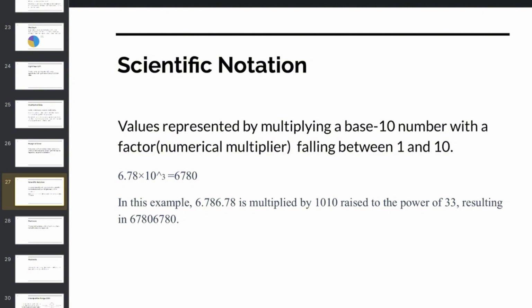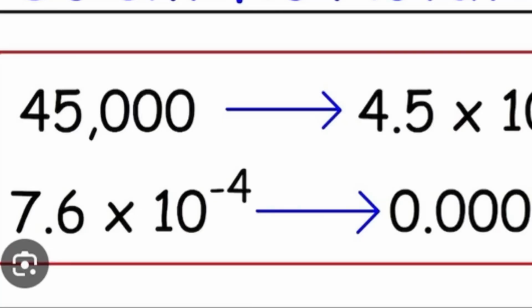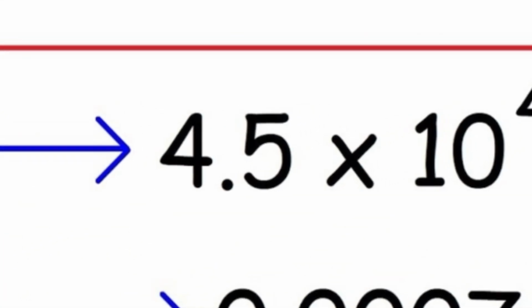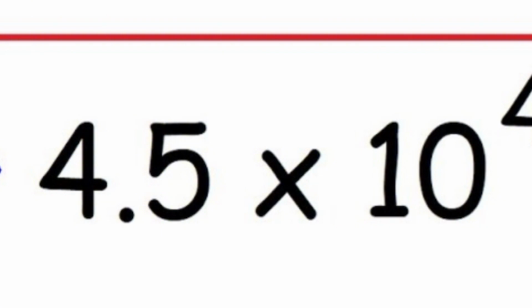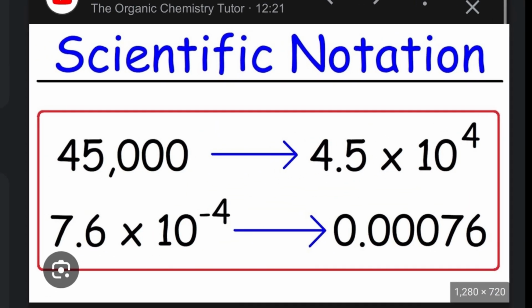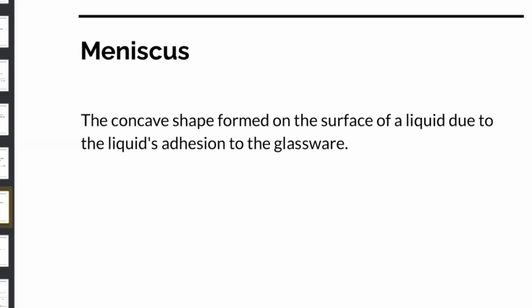Scientific notation. What is that? Values represented by multiplying a base-10 number with a numerical multiplier falling between 1 and 10. So yes, for scientific notation, you do have to know some simple math. 10 to the power 4 is basically 10 times 10 times 10 times 10. Not 10 times 4. There's a huge difference.